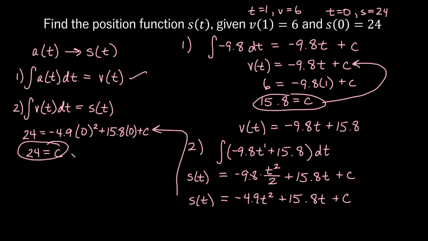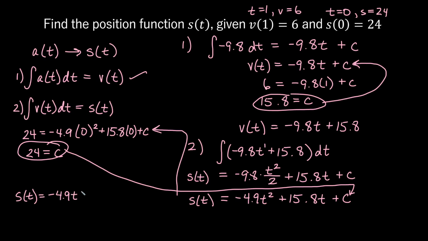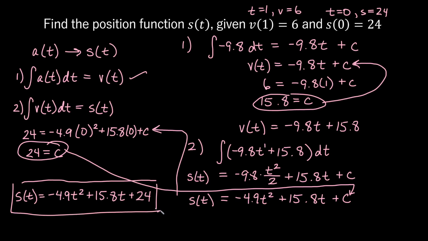Now I can take that value for c and put it back in my general solution where I had my constant, and that'll give me the particular solution, right? So we'll get our position function s of t is negative 4.9t squared plus 15.8t plus 24, and that's our particular solution for position. This function for position satisfies both of these conditions: at time equal to 1 second, the velocity is 6 of whatever units we're dealing with, and at time equal to 0, our position is equal to 24, whatever units we're dealing with as well.